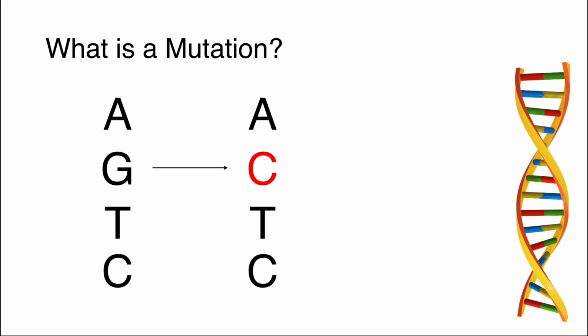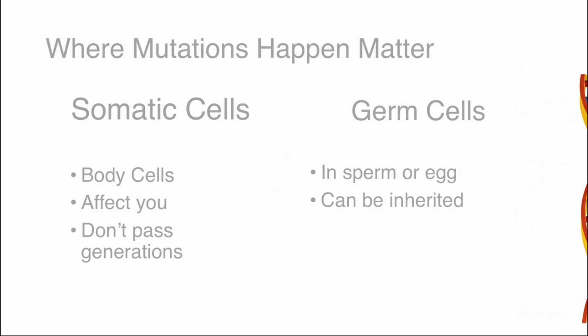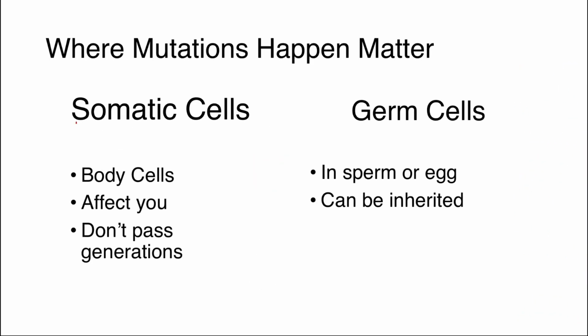What is a mutation? Mutation is a change in the nucleotide sequence of DNA. Where the mutation happens matters just as much as what the mutation is. There are two major categories.